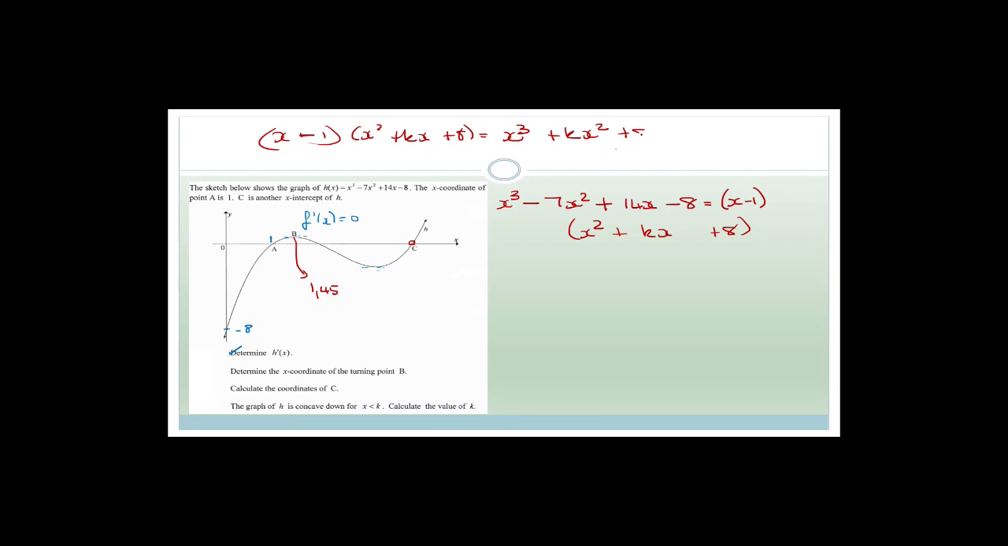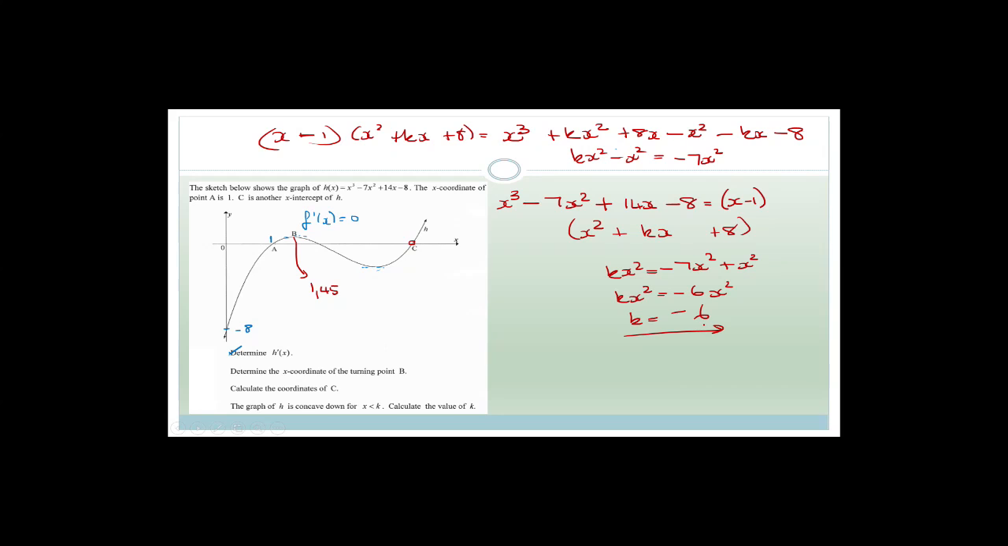X times 8 is plus 8x, minus x squared, minus kx, minus 8. But now we want to get, do you agree that the first isn't the first in that? So now we want the 7x squared. So we know that kx squared minus x squared has to equal minus 7x squared, right? So in that case, if we rearrange this, we can say kx squared is equal to minus 7x squared plus x squared. So therefore, kx squared is going to equal minus 6x squared. Therefore, k is equal to negative 6.